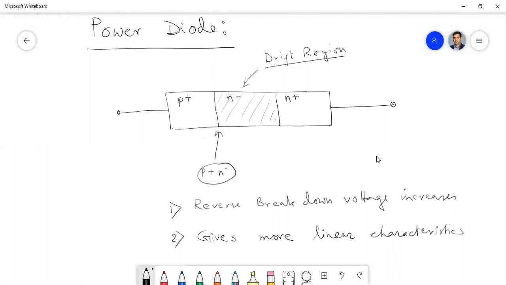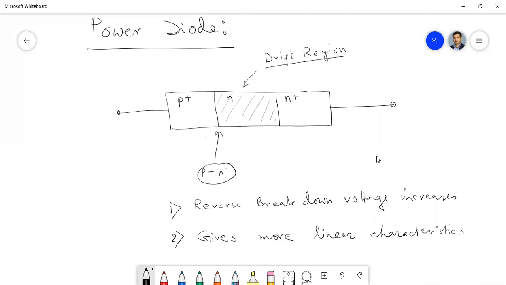In power diode, the main difference between the power diode and signal diode is this region, which is having N minus substrate, which is also called drift region. The primary objective of providing this N minus drift region is that it absorbs the depletion layer or space charge region created between the P plus and N minus substrate. So that is the main objective.